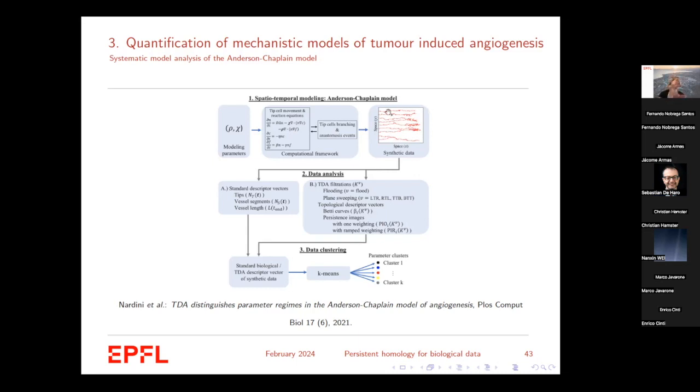And depending on how you tune these parameters in the model, you can get visually very differently looking output. And so the idea here was, okay, we can use topological data analysis in experimental data, but can we use it to distinguish between different groups of output in synthetic data? And we also compared this again to standard descriptors, and then saw if we could cluster similarly looking simulation outputs together.